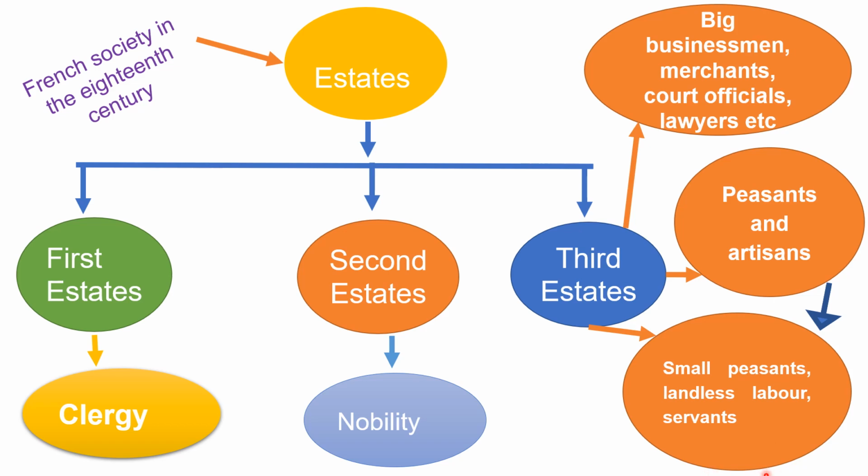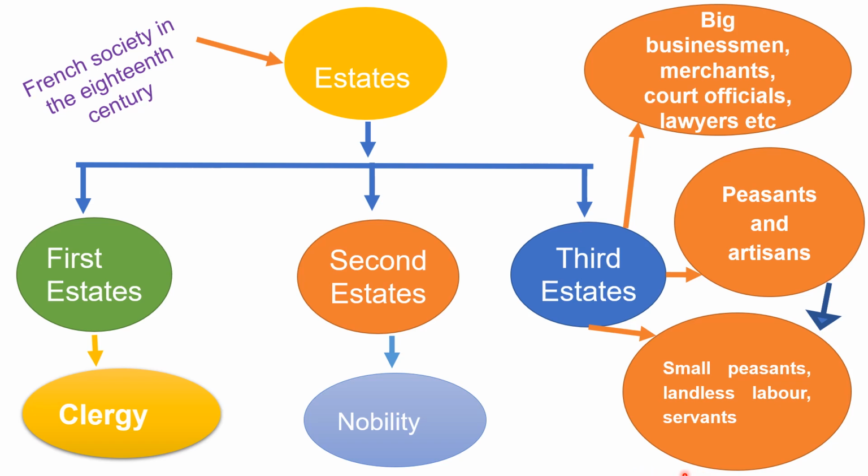The members of the first two estates, that is the clergy and the nobility, enjoyed certain privileges by birth. The most important of these was exemption from paying taxes to the state. The nobles further enjoyed feudal privileges. These include feudal dues which they extracted from the peasants.